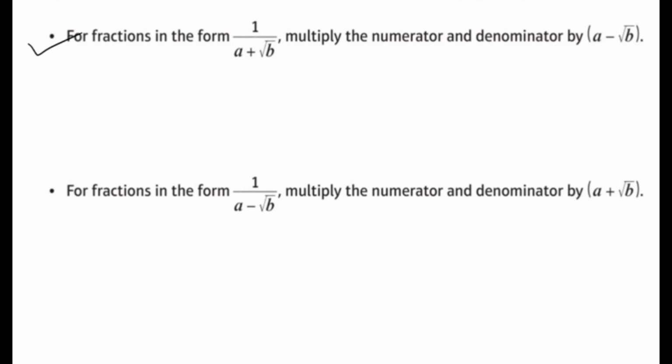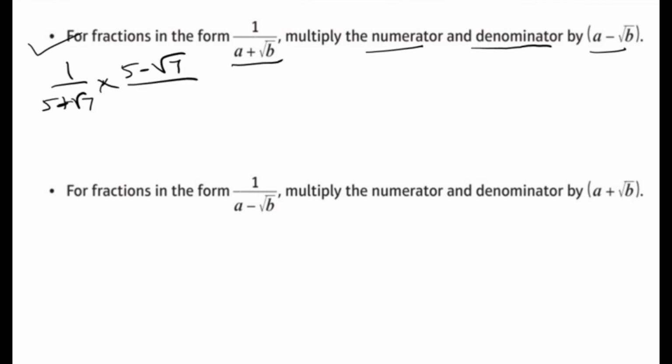Next law: if my fraction has a plus root b in the denominator, then I have to multiply numerator and denominator by a minus root b, the opposite sign. For example, if I have 1 over 5 plus root 7, I multiply and divide by 5 minus root 7. In the numerator, 1 times anything gives you the same, so it's 5 minus root 7.